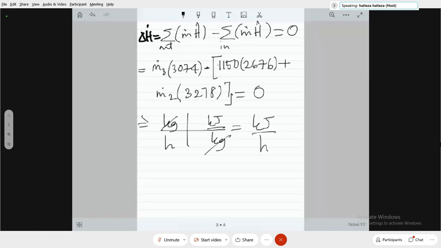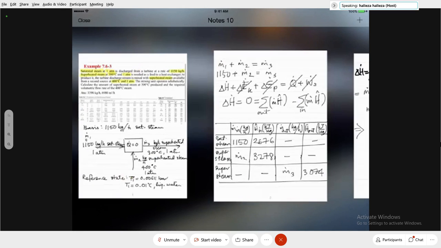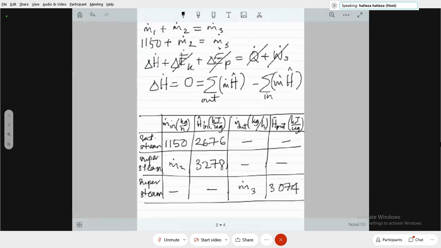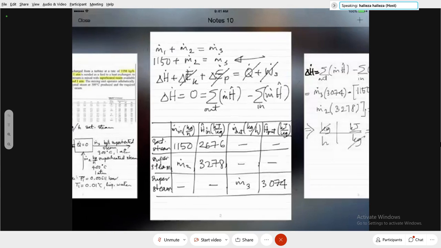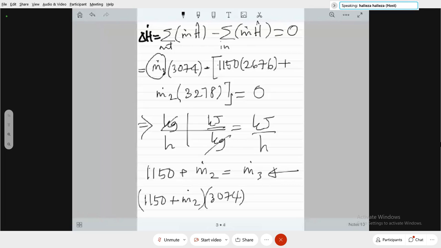So let's look at the material balance that we have done earlier. This is our material balance. Let's put that material balance together with our energy balance. So 1150 plus M2 goes to M3. This is M3, so you need to substitute M3 inside the equation. So 1150 plus M2, multiplied with 3074 minus the whole thing over here.